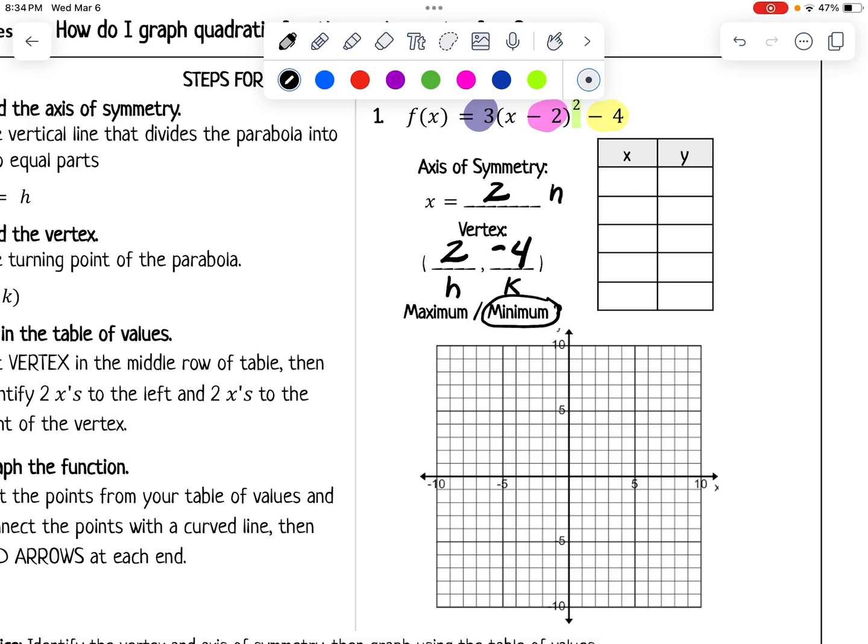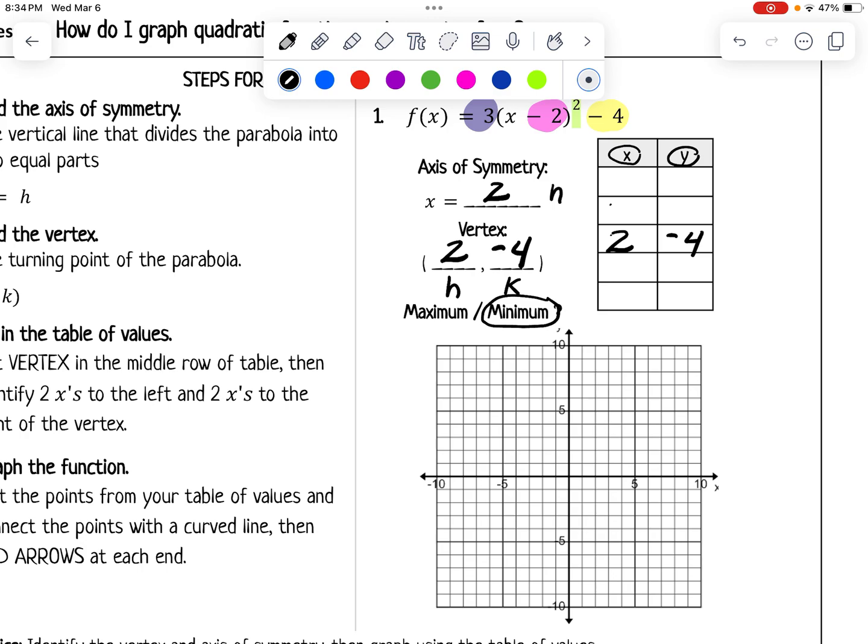Video, I'm going to continue graphing my function by setting up my table of values, which is right here. You have your x values and your y values. So the first thing you want to do is put your vertex right here in the center. So there's 1, 2, 3, 4, 5 spots. You're going to put it right here in the third. 2, -4. Just like that.